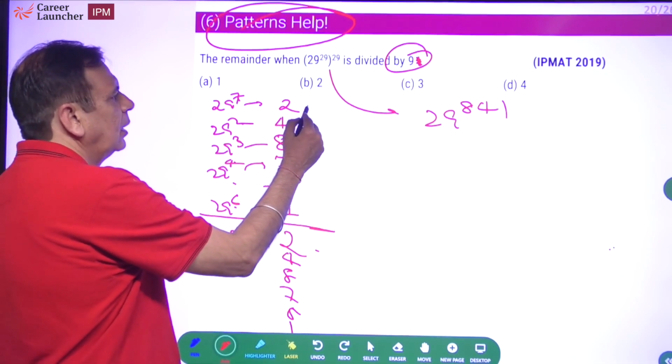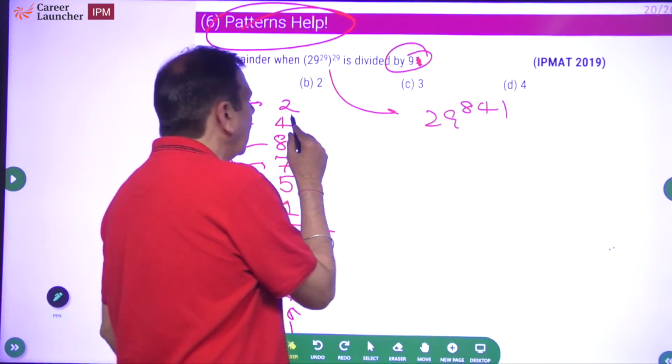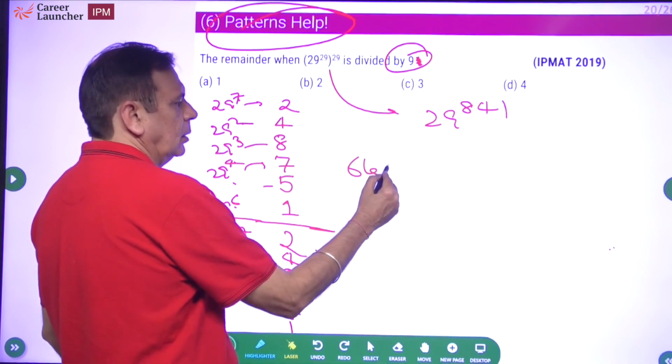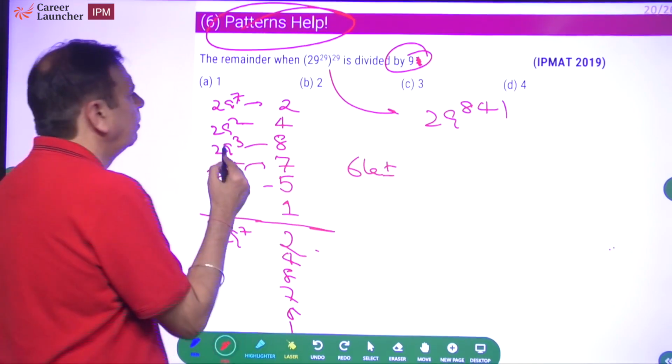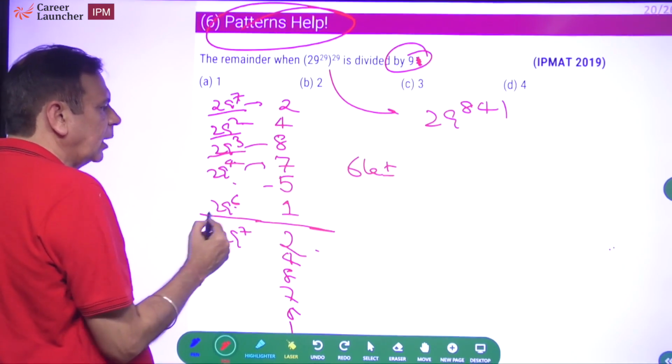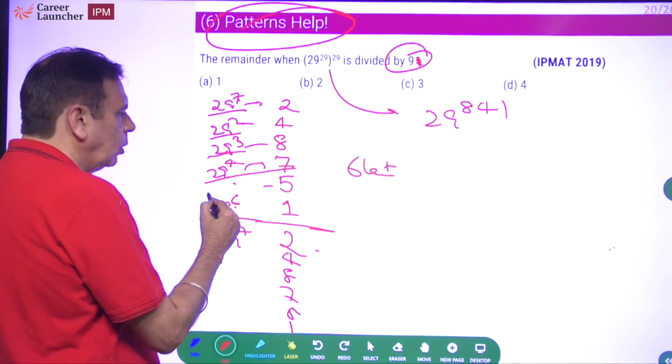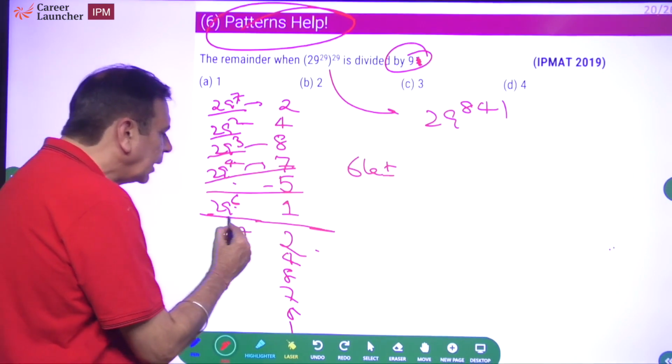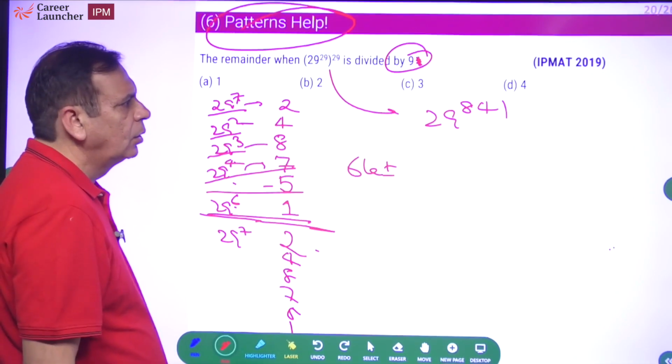So, this power has to be a multiple of 6 plus whatever. Multiple of 6 plus 1. Multiple of 6 plus 2. Multiple of 6 plus 3. Multiple of 6 plus 4. Multiple of 6 plus 5. Multiple of 6. Right? What is 841?